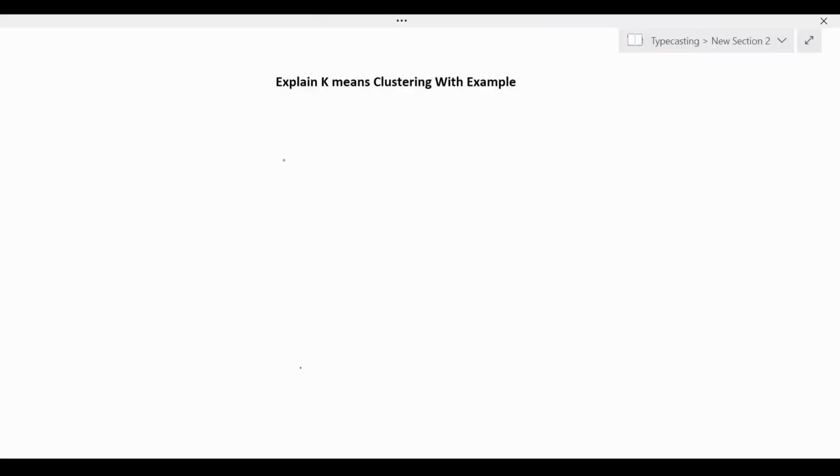Everyone. So today we'll understand what is K-means clustering with an example. So what is K-means clustering? K-means clustering is an unsupervised machine learning algorithm. Basically it divides the data set into K number of clusters.